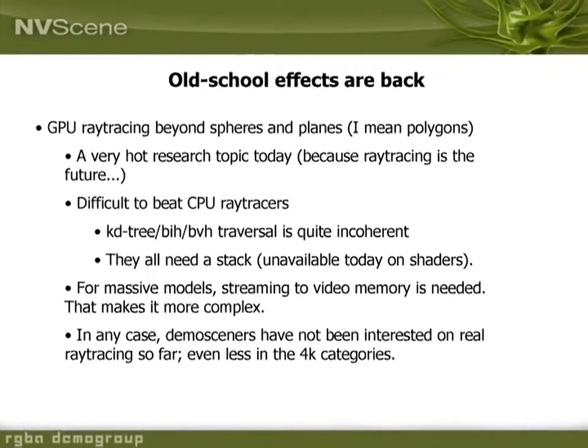And accessing this acceleration structure is quite random or incoherent. It doesn't fit very well with the way graphics cards are built. Graphics cards are built so that when you access memory, you do it in squares, like in a 2D texture. And this doesn't fit at all with real ray tracing. So that's perhaps a reason not to have GPU ray tracing yet today.